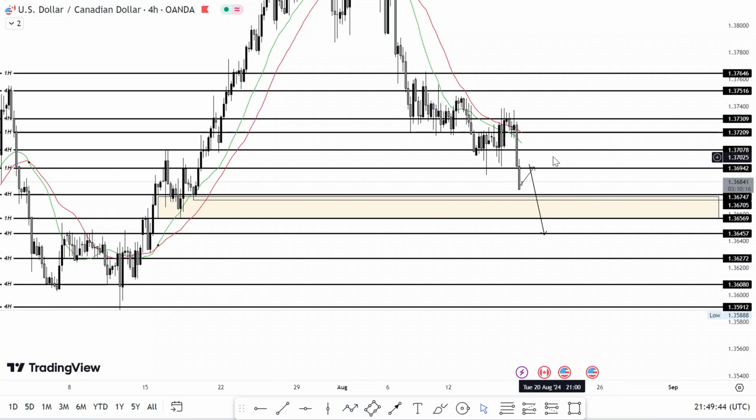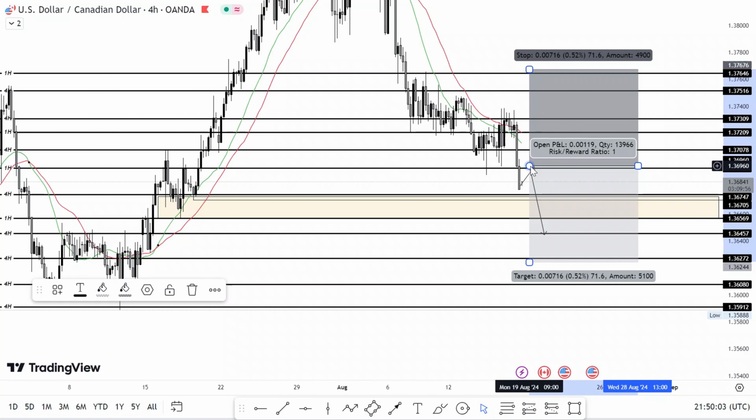So for USD CAD, I'm saying this based on the analysis. Now do your own analysis before you take any trade. Okay, do your own analysis, confirm your own analysis before you take any trade. But based on my analysis and based on my trading style, what I'm expecting USD CAD to do this week is to actually drop.